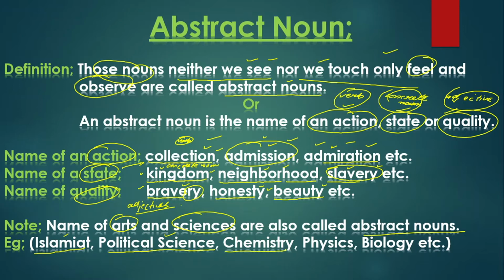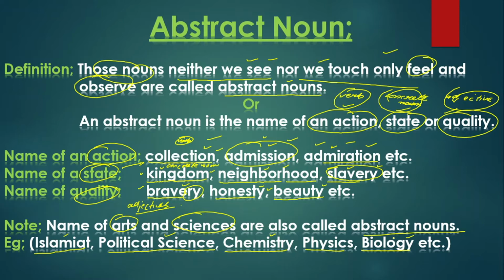Chemistry, we talk about how to resolve a matter. Clear? That is known as chemistry. In the same way, physics, we talk about matter and energy. Biology, we talk about living organisms, and they have several kinds. So names of arts and sciences are also called abstract nouns. An abstract noun is a noun which we neither see nor touch, only feel and observe it. And an abstract noun is the name of an action, state, or quality.